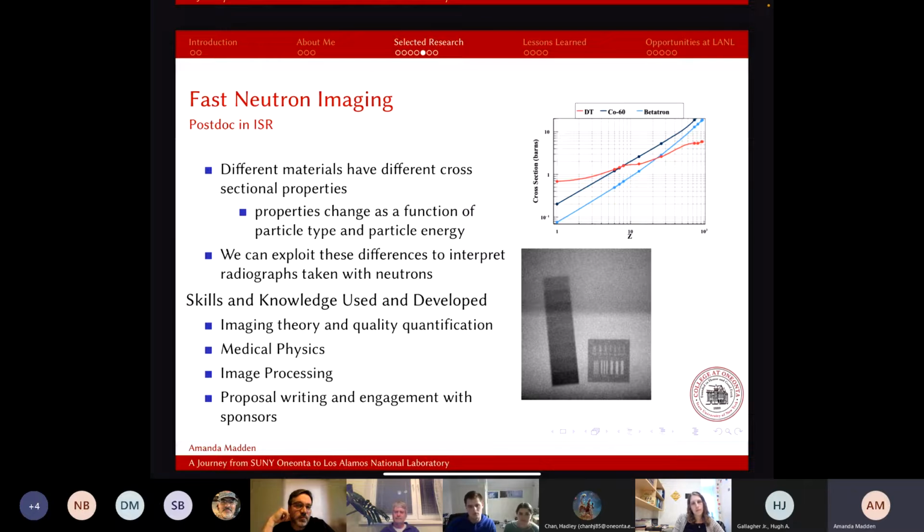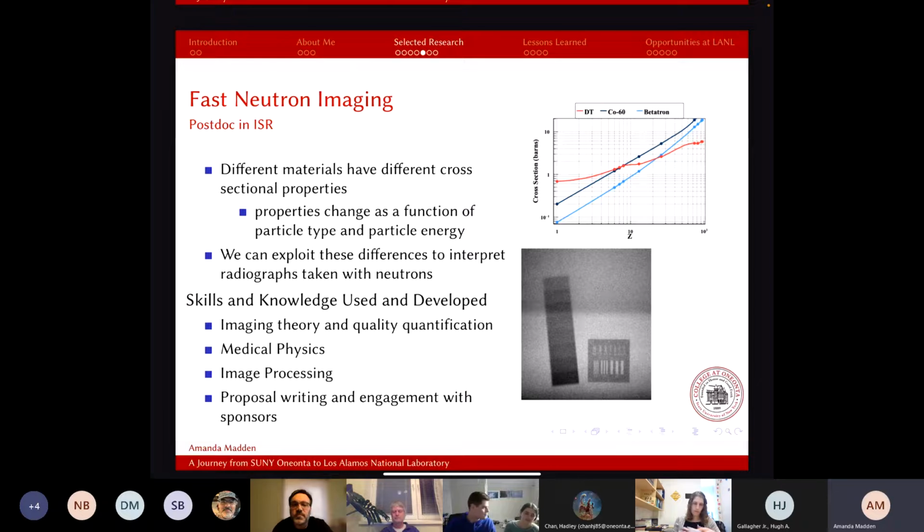And I mentioned this before, but different materials have different cross-sectional properties. And remember that cross-section is kind of a measure of how likely a particle is to interact with a material in that volume. And these properties change as a function of the particle type. Are these neutrons? Are they X-rays? Are they higher energy gamma rays? And they also change as a function of particle energy.